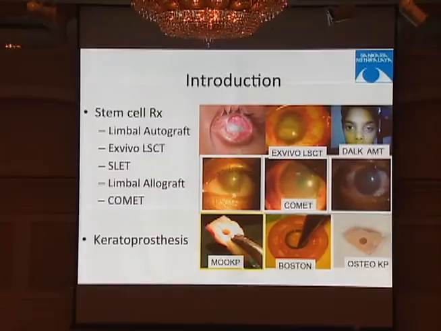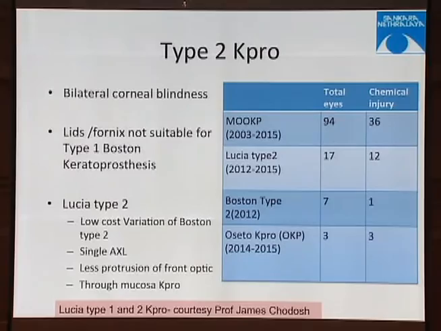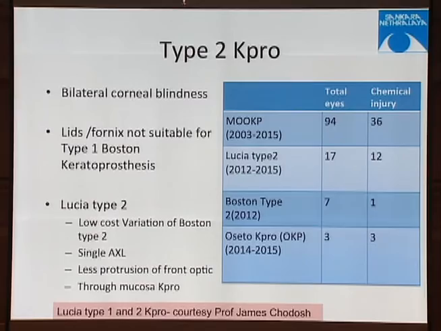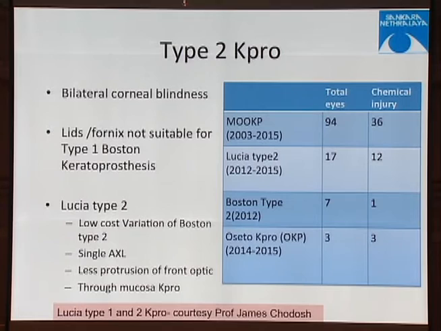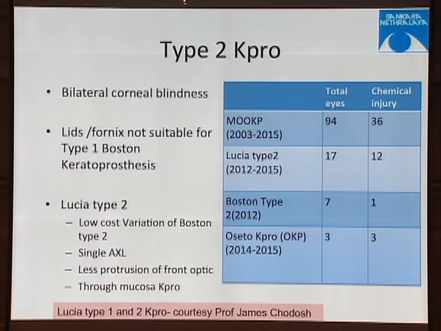When we speak of type 2 keratoprosthesis, we are talking of any keratoprosthesis where we use either the buccal mucosa or the skin to cover the keratoprosthesis to improve retention. Our experience is with the MOOKP, the Boston type 2, the osteokeratoprosthesis, and what we call the Lucia type 2 keratoprosthesis. The Lucia type 2 was designed by Professor Shodosh as a low-cost variant of the Boston keratoprosthesis. It's a single axial length variation with less protrusion of the optic nub, so that it projects out through the mucosa instead of through the skin like a normal type 2 keratoprosthesis would.